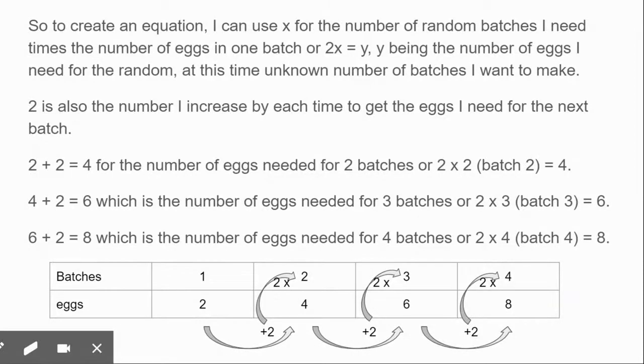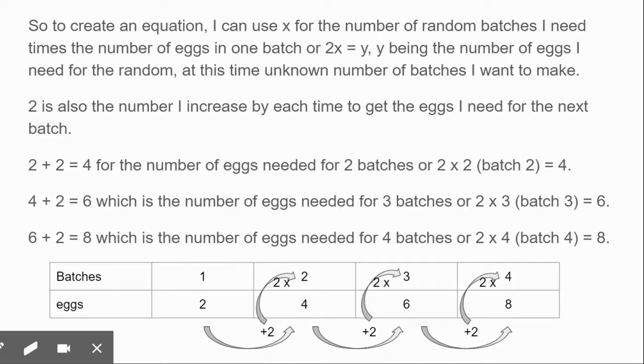So to create an equation, I can use X for the number of random batches that I need times the number of eggs for 1 batch. So 2 times the random number of batches, which I haven't chosen yet, is going to equal the number of eggs that I will need. So Y is the number of eggs, X is the number of random batches that I haven't decided on yet.